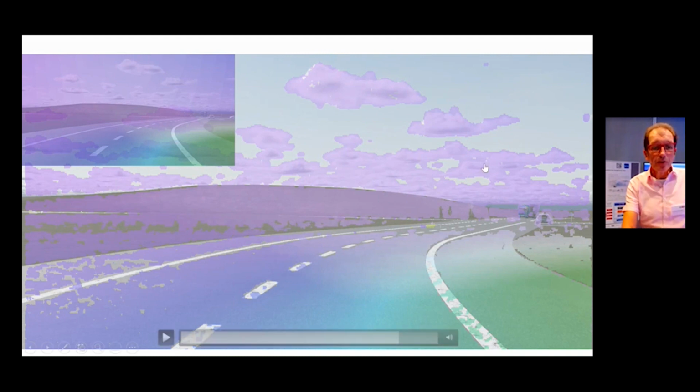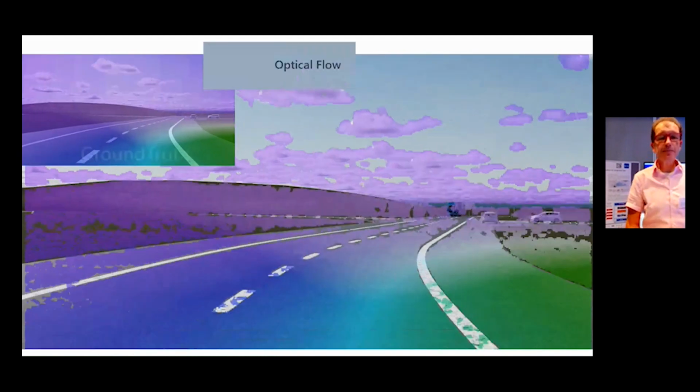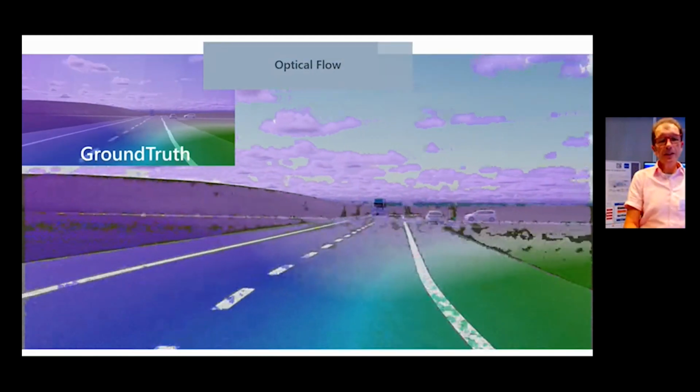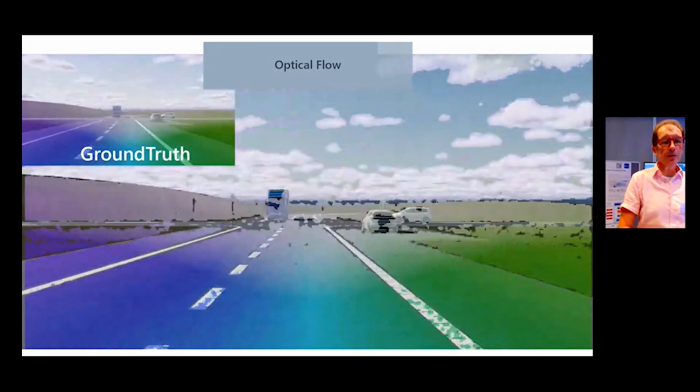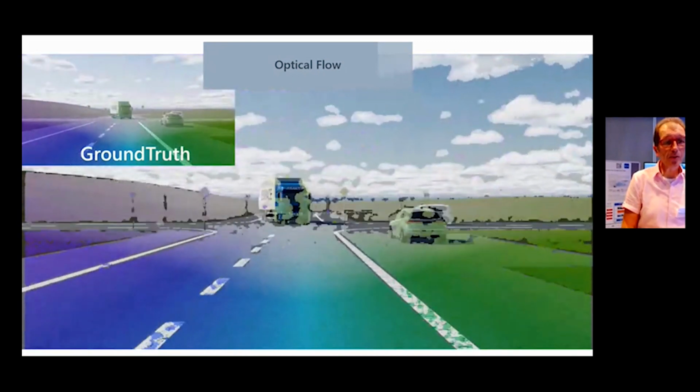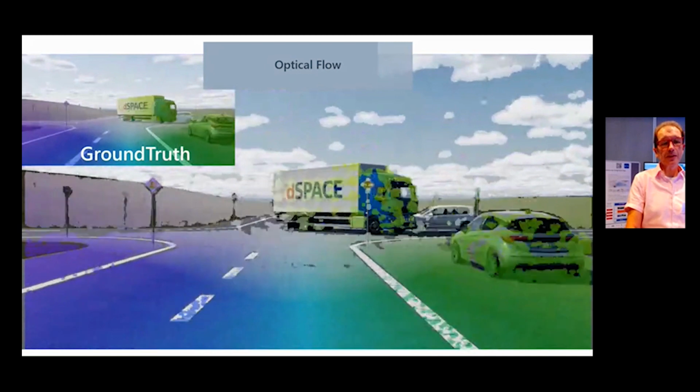Therefore, you can see some holes. It is better to deliver holes than wrong optical flow. When we show the film, you can see the good quality of the calculated optical flow compared to the ground truth delivered by the environment.